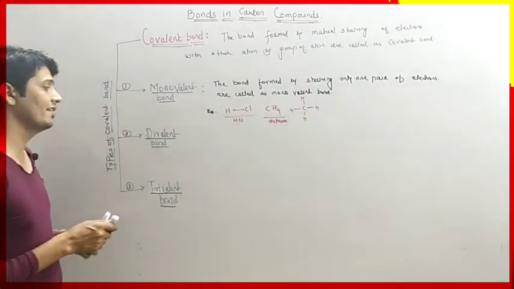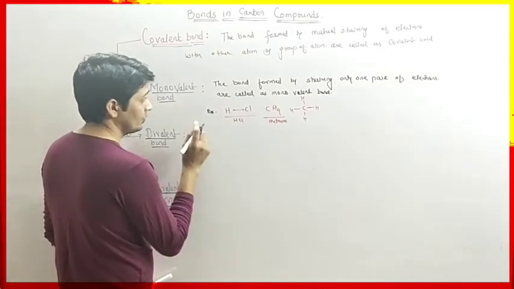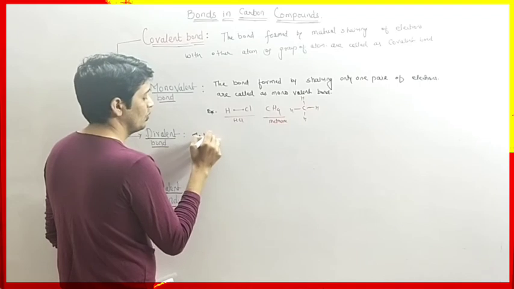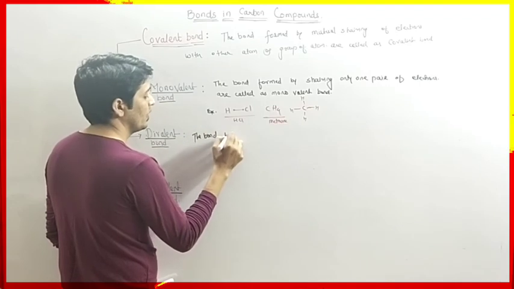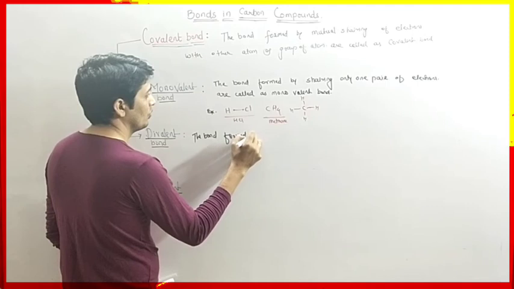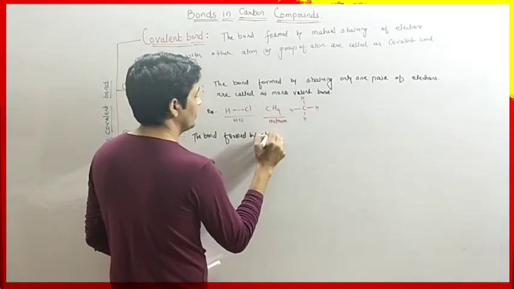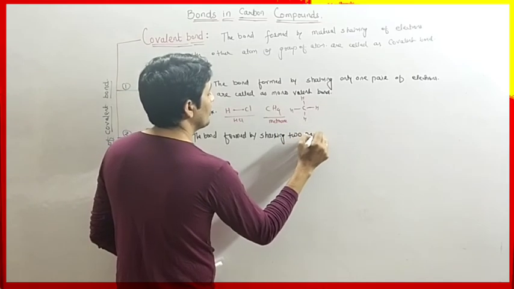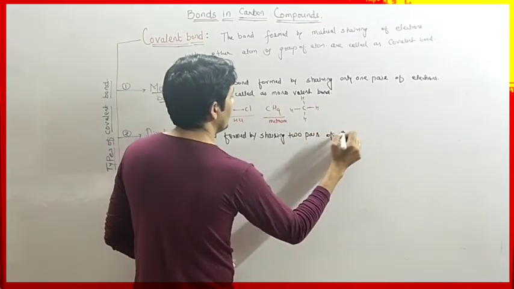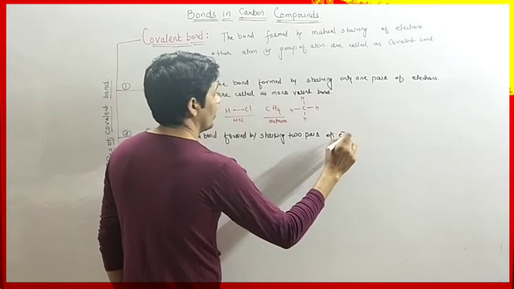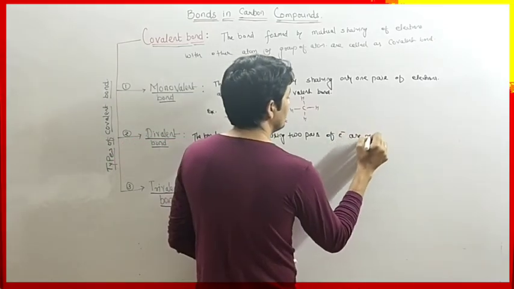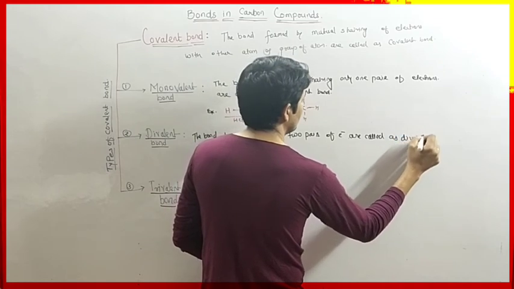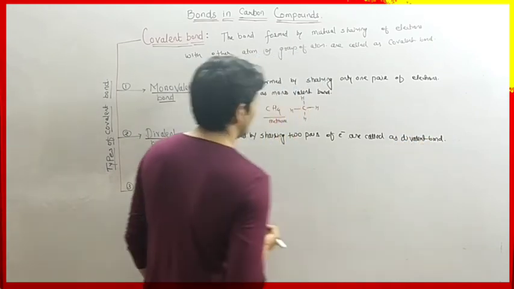Now next, divalent bond. The bond formed by sharing 2 pairs of electron are called as divalent bond. Okay, example.